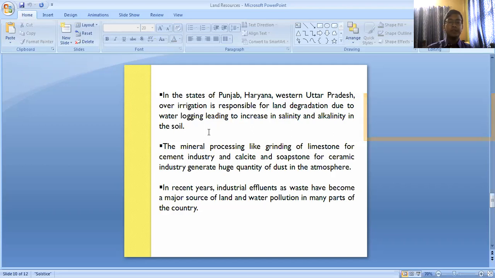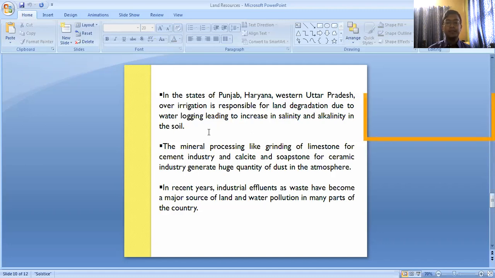So this is how, in many areas of Punjab, Haryana, and Western Uttar Pradesh, excessive irrigation, that is over irrigation, is causing waterlogging, which in turn is causing land degradation. Another negative impact of over irrigation is that the water also has some percentage of soil composition in it. So when an excessive amount of water is provided to the agricultural field, what happens? Excessive soil deposits take place in the field, and slowly the salinity and alkalinity of the soil increase, and this makes the soil infertile. That means the fertility of the soil reduces.